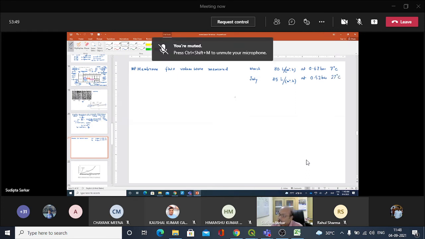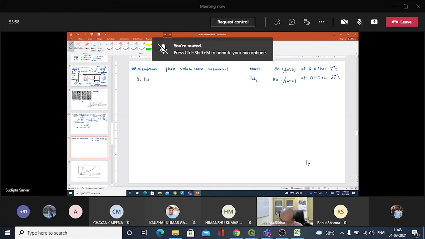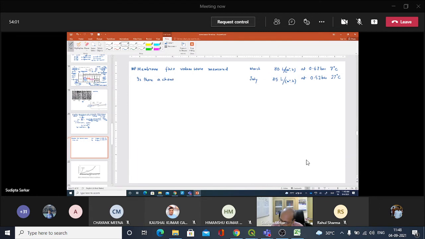So the question is: is there a change in the specific flux value? And draw inferences from the result.